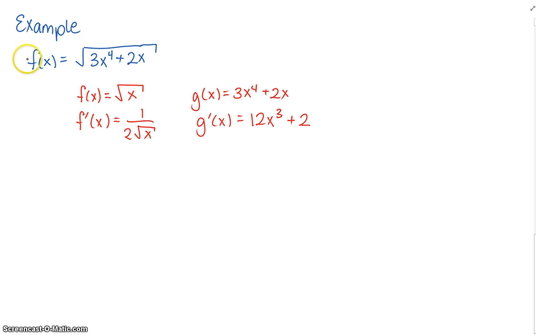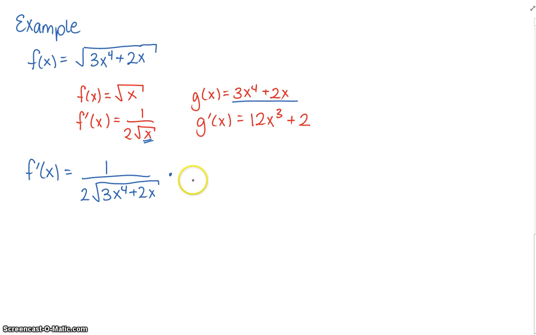Now, if we're going to take the derivative of this whole thing, the derivative of the larger function, we take the derivative of the overarching function, which is a square root function, but we replace whatever the x value is with the original g of x. So it's going to become 1 over 2 root 3x to the 4th plus 2x, multiplied by the derivative of the inside, which is 12x cubed plus 2.